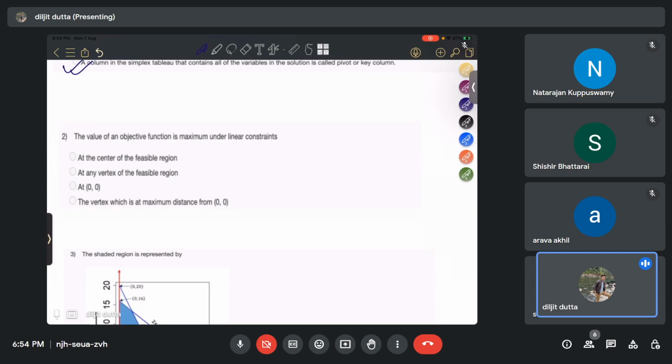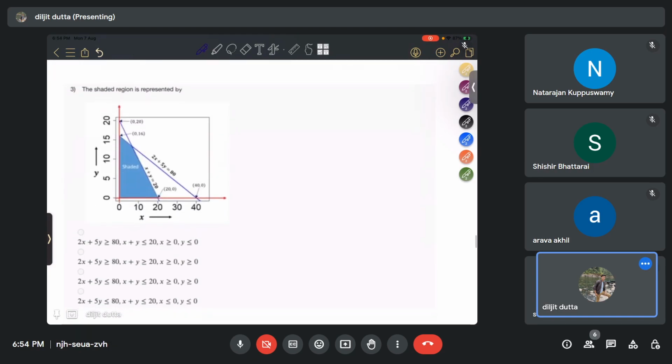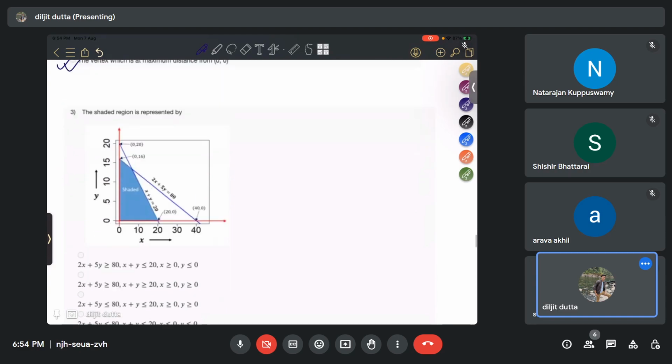This second question is about a graphical solution, where the value of our objective function is maximum under linear constraints. At what point is it maximum? At the center of the feasible region? No. At any vertex of the feasible region? No, it cannot be maximum at any vertex. At 0, 0, obviously no. The vertex which is at maximum distance from 0, 0. In that case, the objective function will be maximum under linear constraints. We will see that in this example.